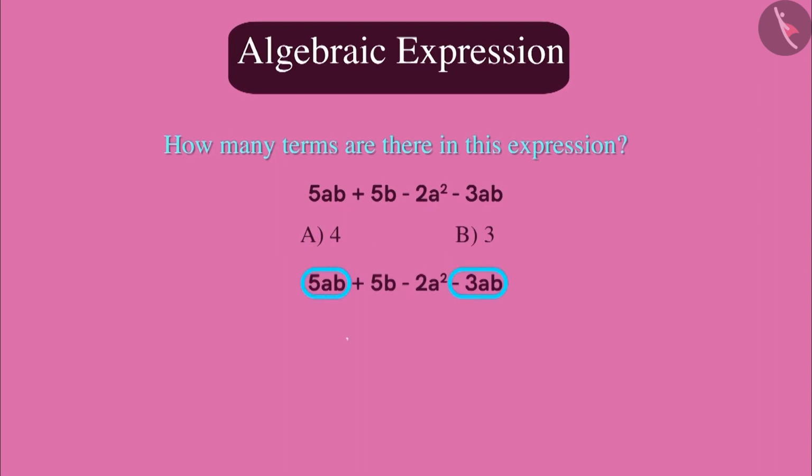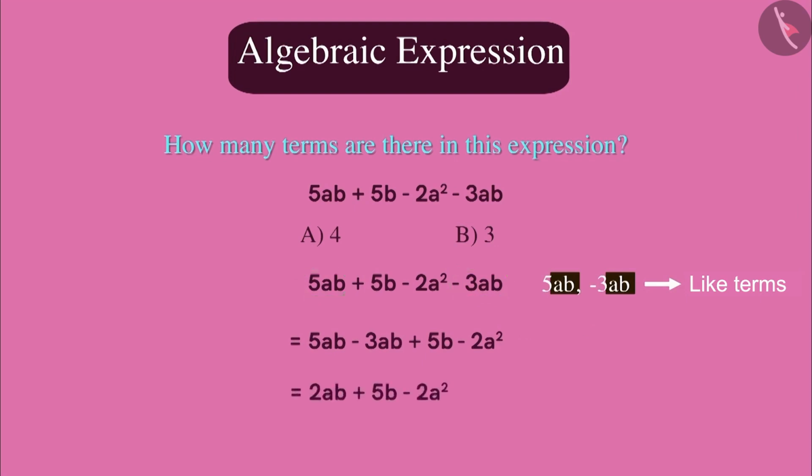Look at the first and the last part of this expression. Both of these terms are like terms because both of them have the same algebraic factors, which are a and b. That is why, by adding both of them, we have to make one term. That is why, in total, this expression has 3 terms. Hence, the correct option is B.